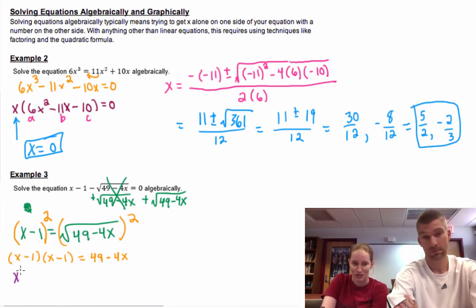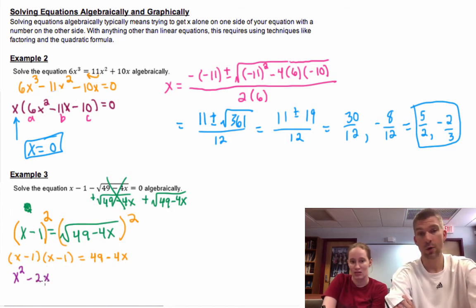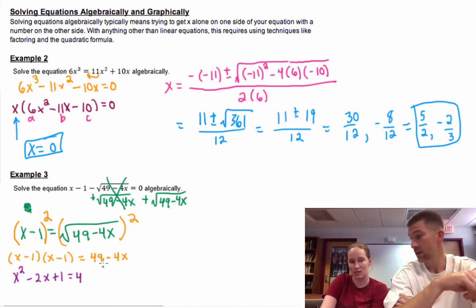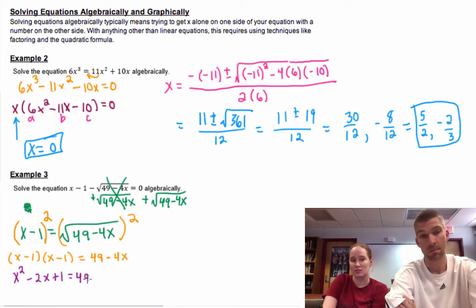Let's FOIL and let's move on. FOIL first. x times x is x squared. Outer: x times negative 1 is negative x. Inner: negative x again, so that's minus 2x. And then this is plus 1. The quick way to do that is to square the first and last terms, and then add 2 times the first term times the second term. Right. And then boom shakalaka.